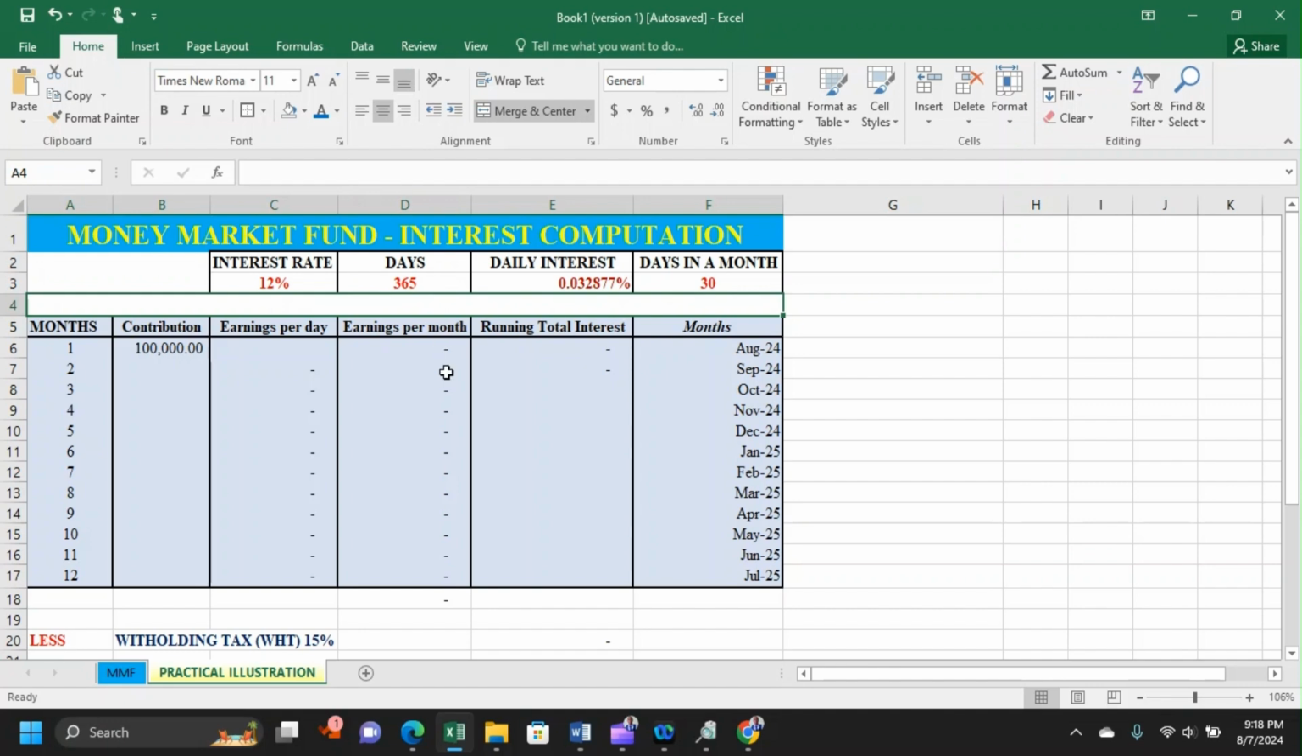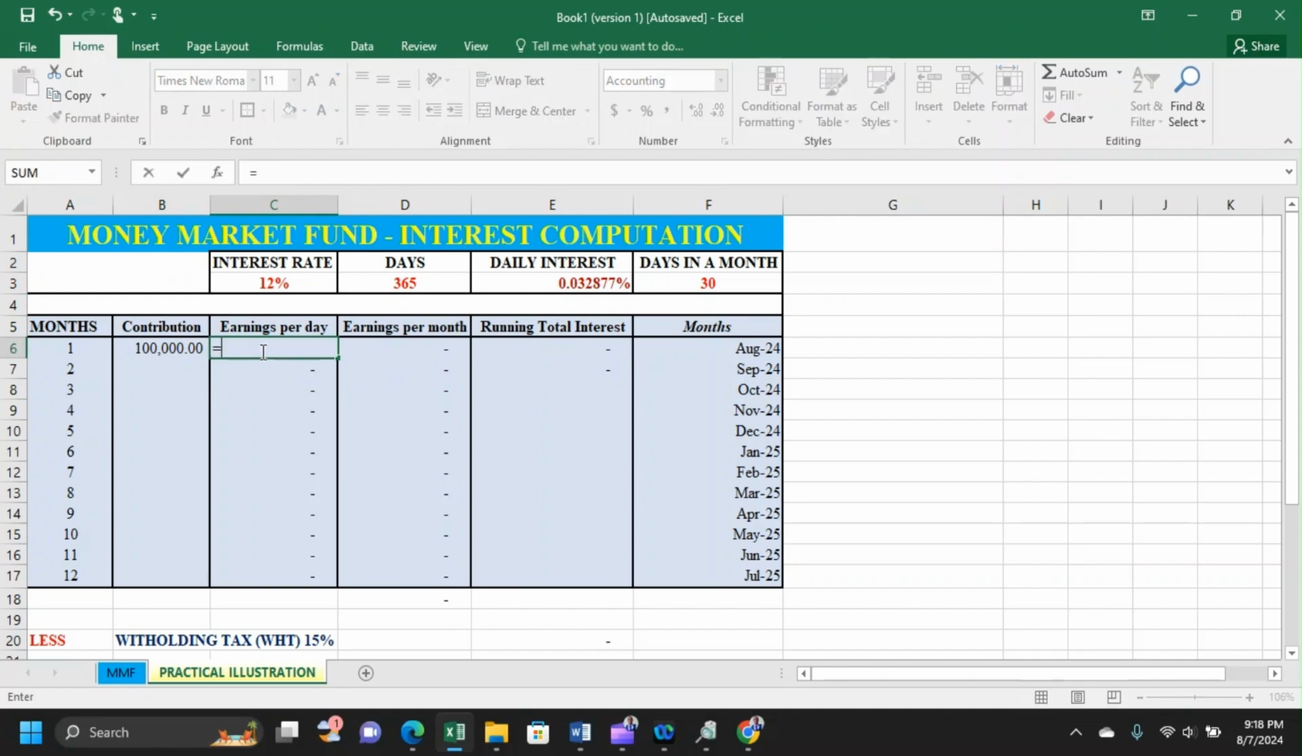Now, let's take a scenario, an example of an initial investment of 100,000 Kenya shillings as indicated here. So, how much are you going to be earning in terms of interest per day? This will be the initial investment of 100,000 multiplied by the daily interest, and for this case it's 0.03%. So how much are you earning in terms of interest per day? It's 32.88 Kenya shillings.